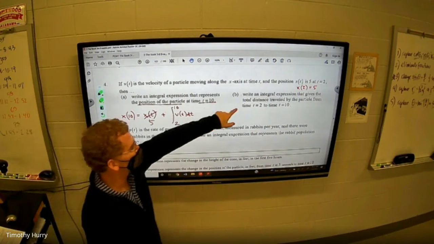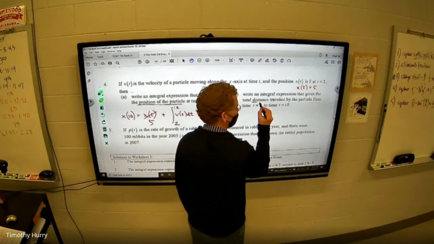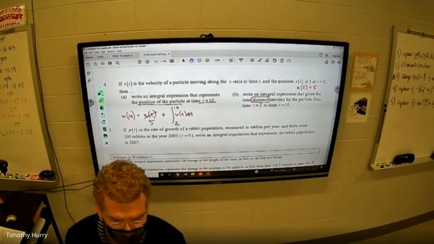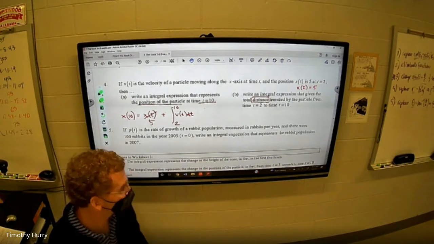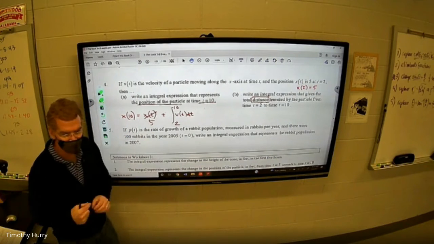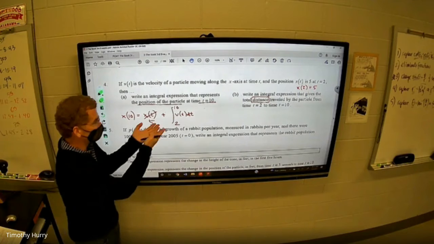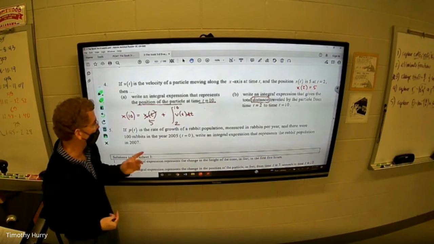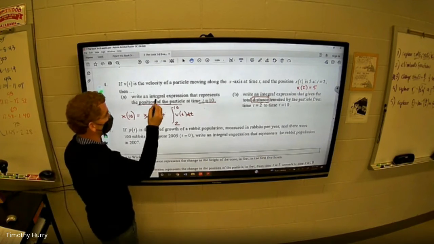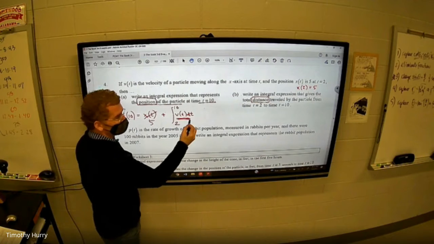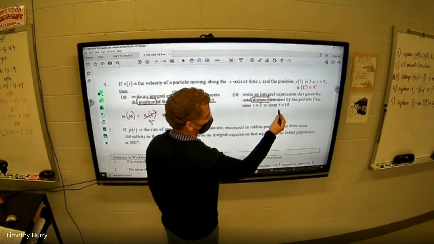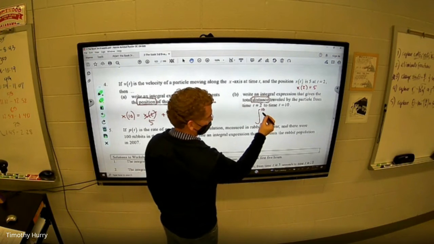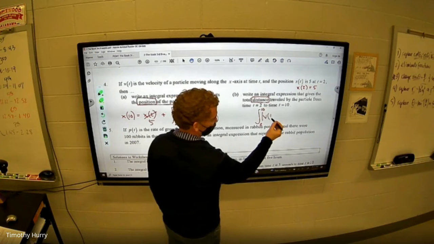Right here, write an integral expression that gives the total distance. What is distance? Absolute value. Isn't it possible going from here to here that I went back and forth and back and forth? I don't know what velocity is doing. I don't know whether velocity is positive or negative. I could have been zigzagging all over the place. I just started here and ended here. That's a change in the position right here. But if I want total distance from 2 to 10, what am I doing? I'm integrating the absolute value of velocity.